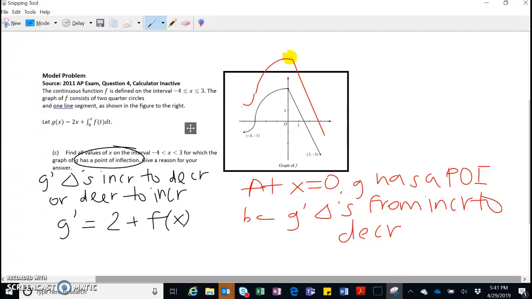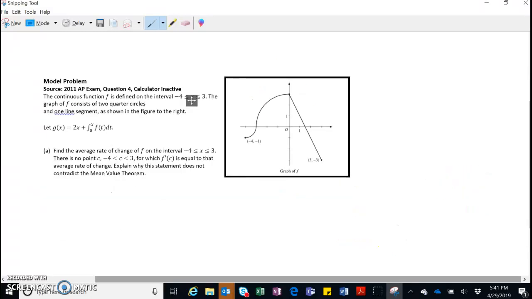That'll do it. Okay, and last problem here, we want to find the average rate of change of f on the interval -4 to 3, and then they tell us that there's no point for which f prime is equal to that average rate of change, and we want to explain why that does not contradict our mean value theorem. So let's start with the average rate of change of f.